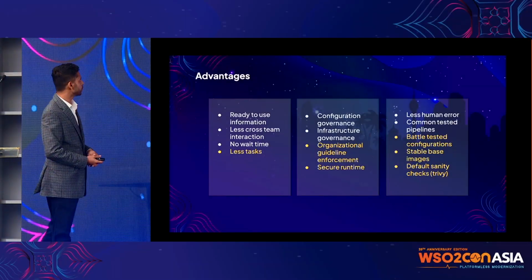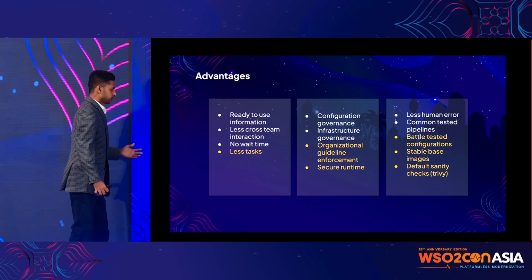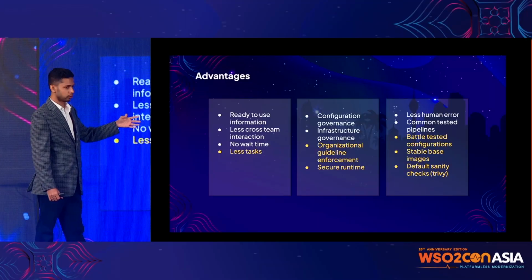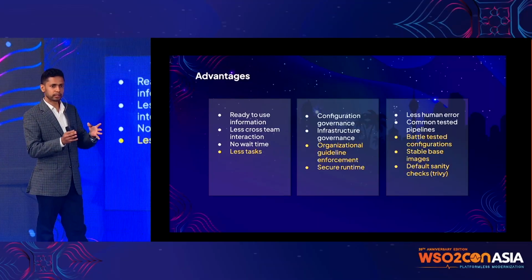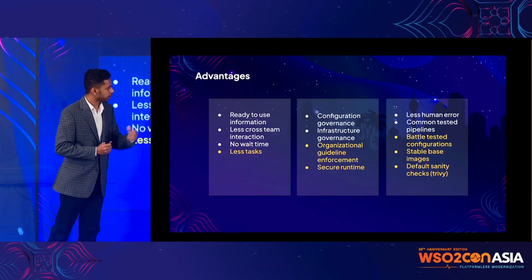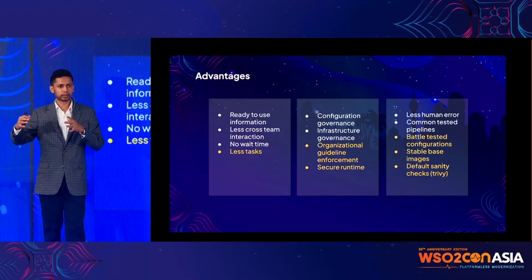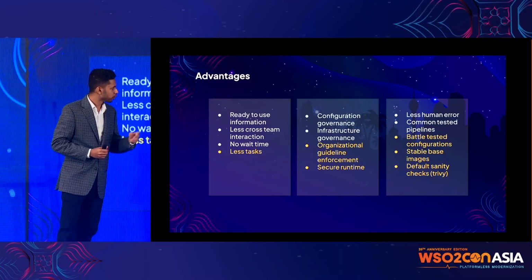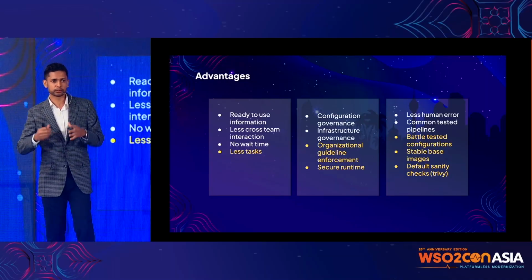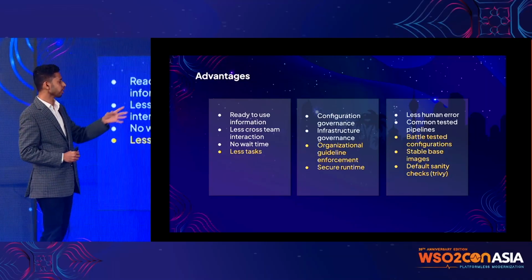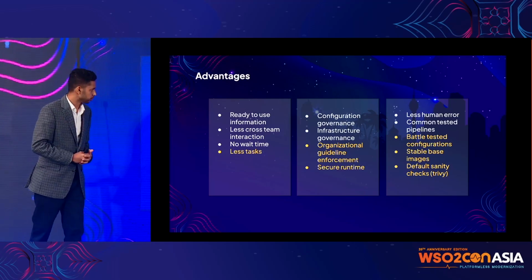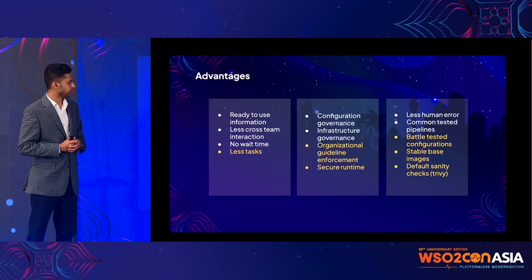With this, when we move into advantages, now developers have to do fewer tasks, no writing of IaCs, and organizational guidelines enforcement, because everything is running through these pipelines or wizards. You will have secure runtimes because we choose the base images. Battle-tested configurations for your CI, CD, or whatnot system, other systems that you need. Connected with the secure runtime, you'd have stable base images as well, because you are choosing your base images now. And default sanity checks that the organization can configure, like Trivy, Sonar, whatnot. So these are the advantages that you have.